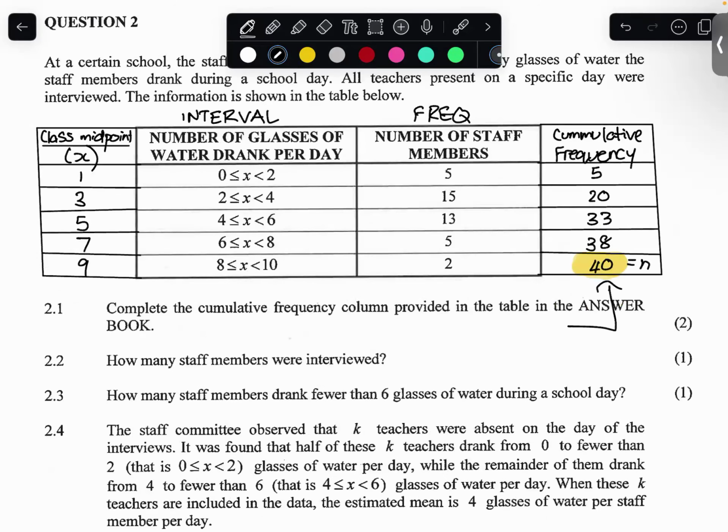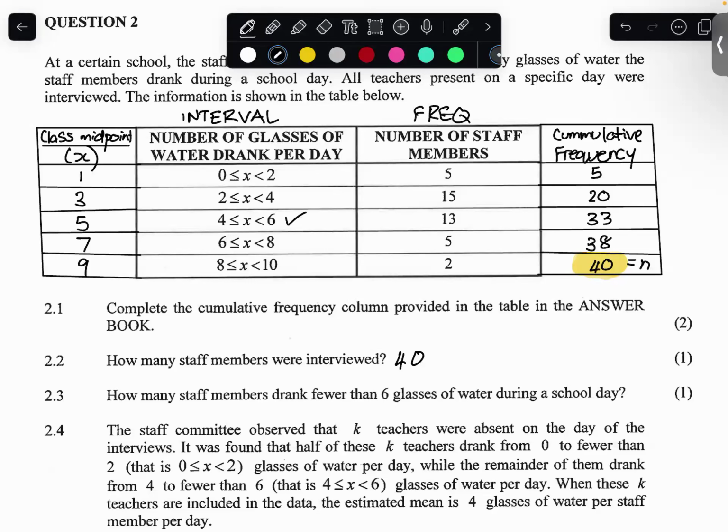Okay. At this point, the question says, complete the cumulative frequency column provided in the answer book. Okay, we did that already. That's the cumulative frequency column. 2.2, how many staff members were interviewed? Again, I told you that the last number of cumulative frequency indicates the total number of data elements. In this case, the number of staff members interviewed is the last number of cumulative frequency, which means that there were 40 staff members interviewed. Right. How many staff members drank fewer than 8 glasses of water during a school day? So this is the number of glasses of water that was drunk per day.